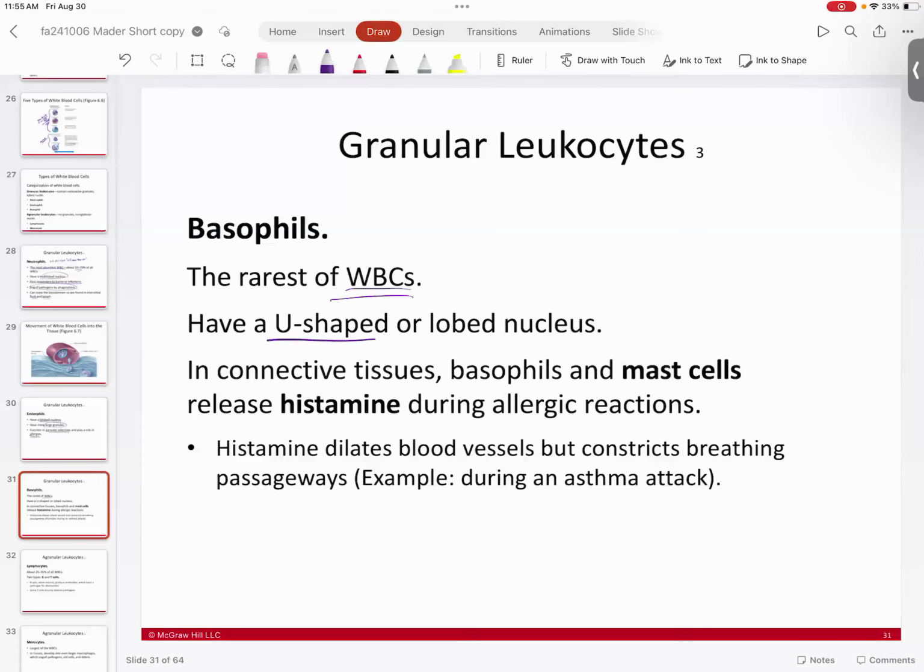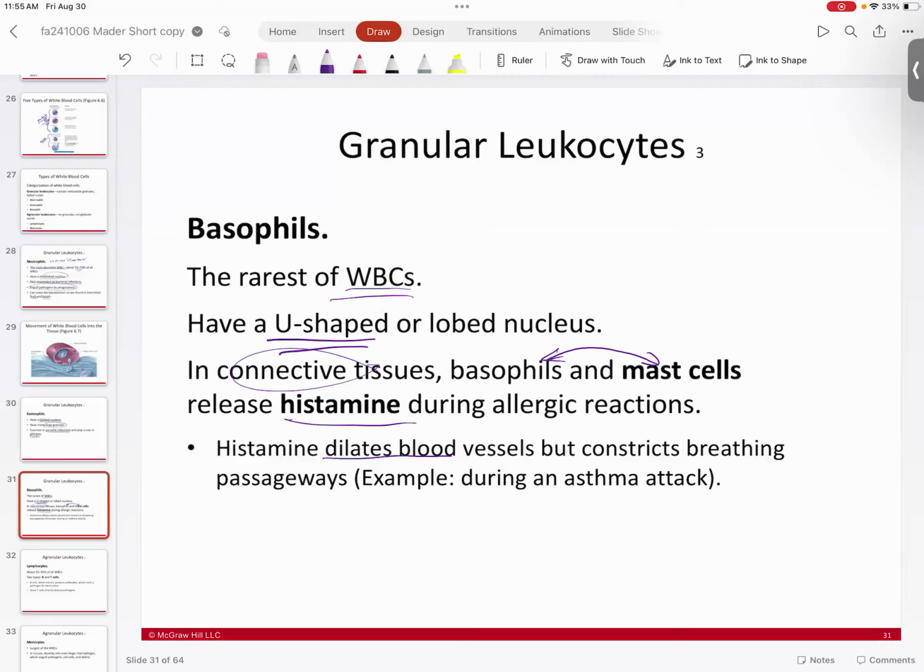Basophils, which is the last of the granulocytes, are the rarest of all the white blood cells. They have kind of a U-shaped or a lobed nucleus. Oftentimes, you'll find these guys in connective tissue. And so mast cells and basophils are kind of like cousins of each other. So they're very similar to each other. Both of them will release histamine during allergic reactions.